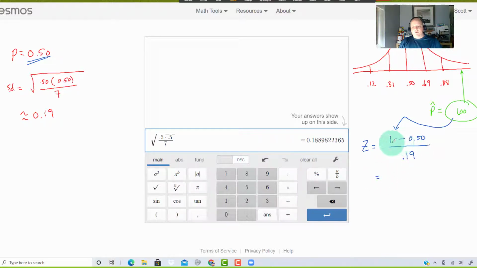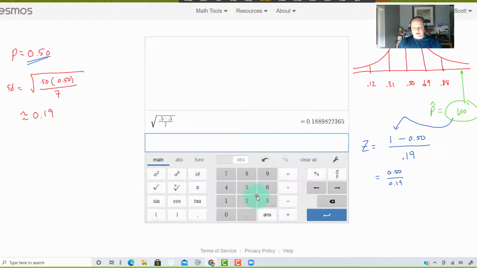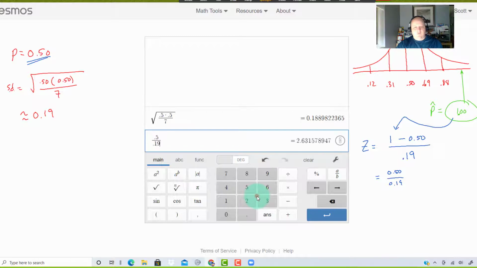So let's see what we come up with. Subtraction gives us 0.50 divided by 0.19, and I'm going to jump over here to Desmos and see what we end up with. And I need 0.5 divided by 0.19, and it says 2.63. Perfect. So this means I have a z-score of about 2.63.